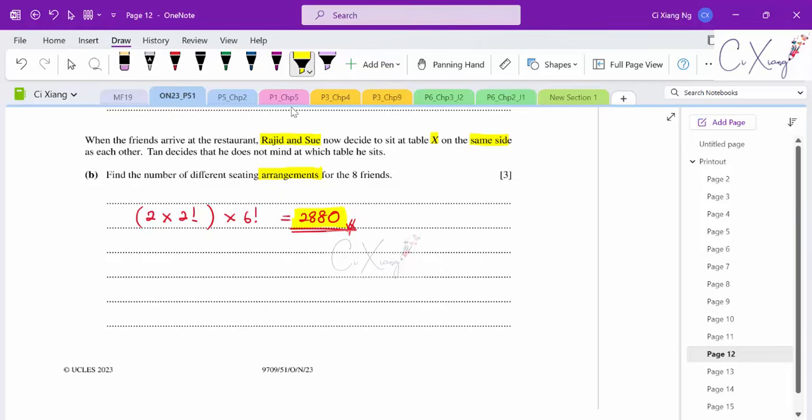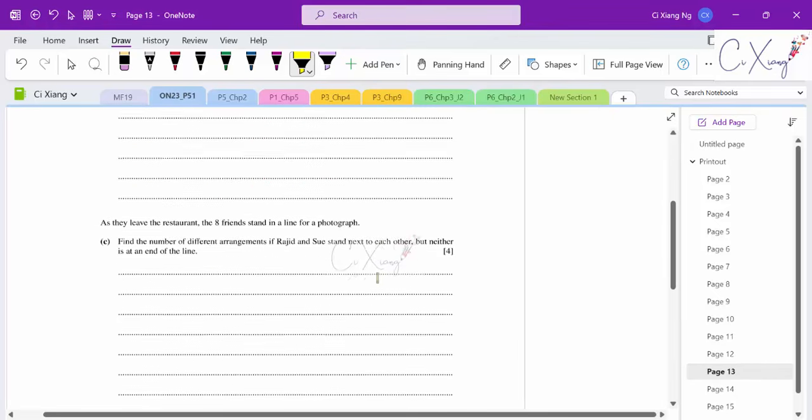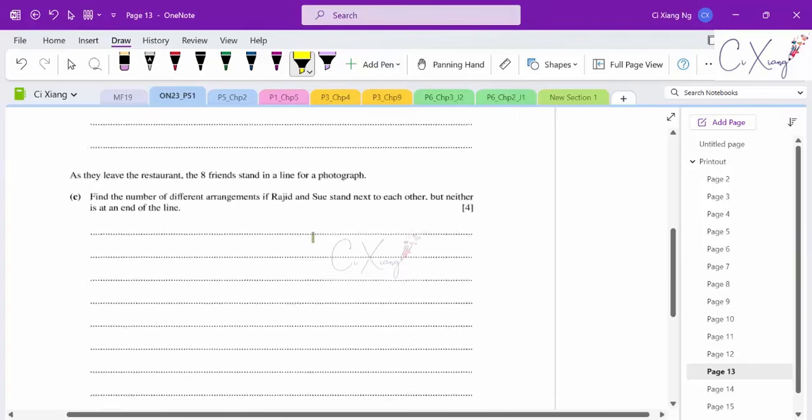Alright, so this is how we solve part B. And let's continue to part C.